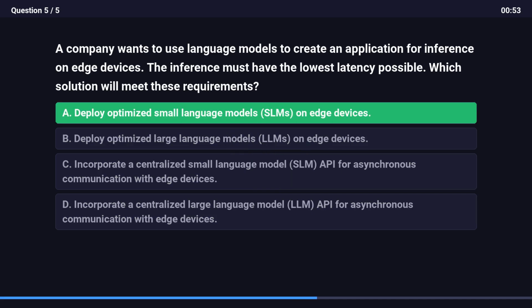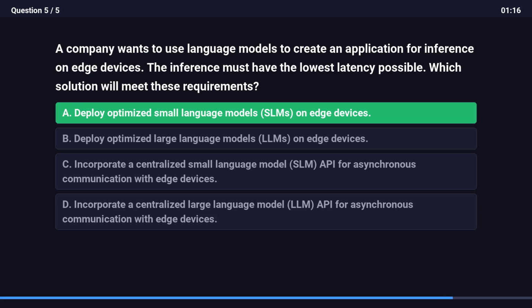The correct answer is A. Deploy optimized small language models, SLMs, on edge devices. Deploying optimized small language models directly on edge devices provides the lowest latency because inference happens locally without network round trips. SLMs are designed to run efficiently on resource-constrained devices.